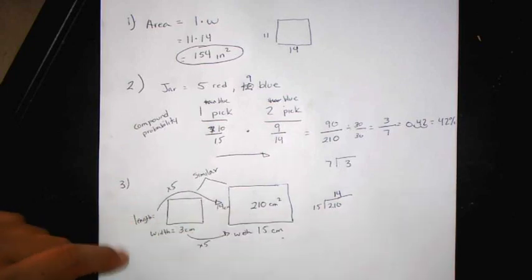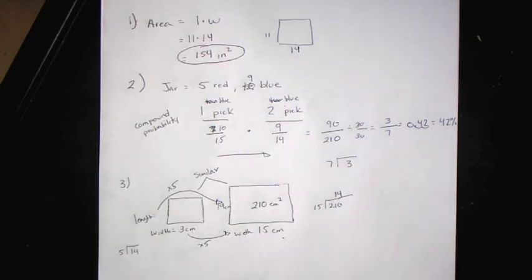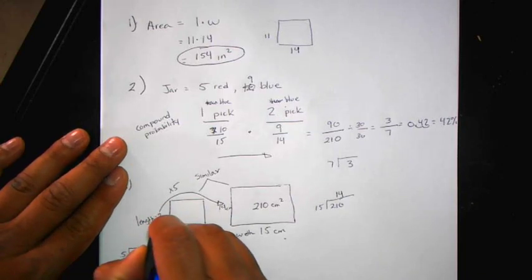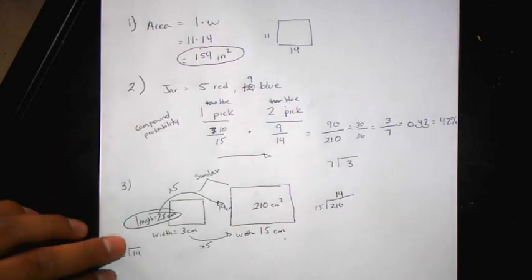So how can I work backwards there? You go ahead and divide. How many times is 5 going into 14? And the answer was 2.8 centimeters. So that was my answer, 2.8 centimeters.